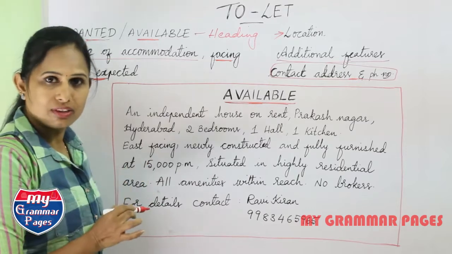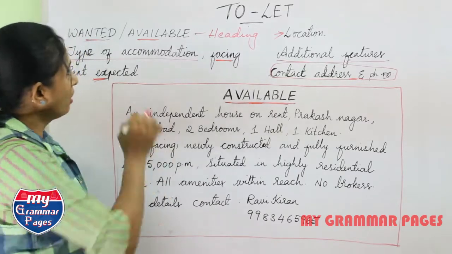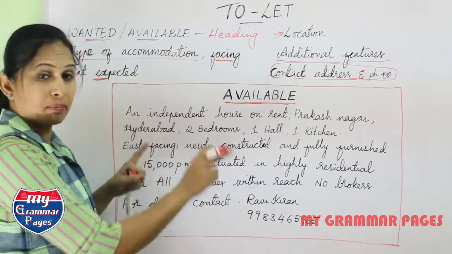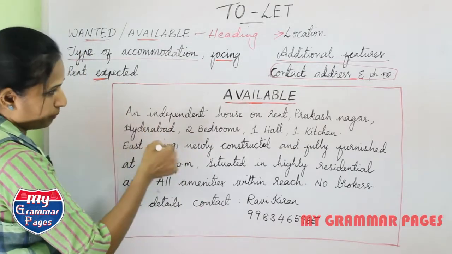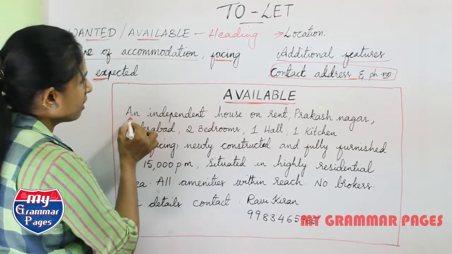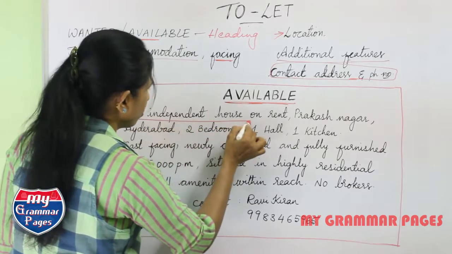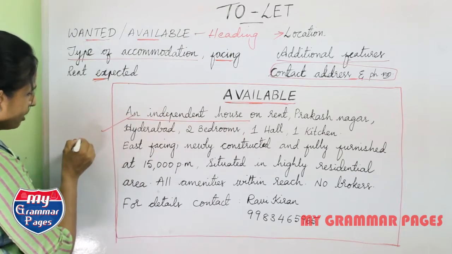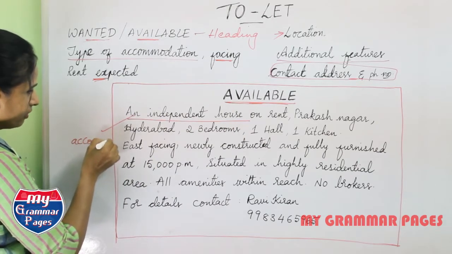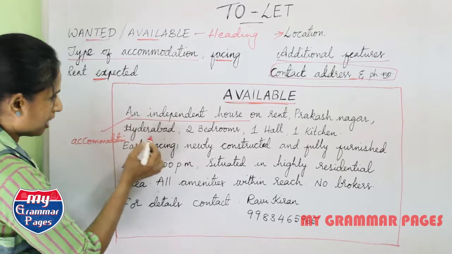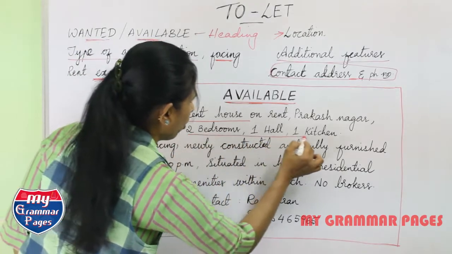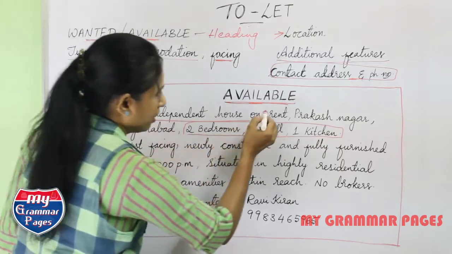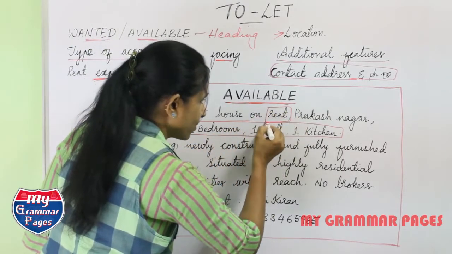This is very simple to write. What you have to do is remember all these features, put all the features in an order and prepare a classified. Now coming to the ad which is given here, an independent house on rent. We are talking about the type of accommodation here. This becomes the accommodation. And we have taken even, see here, 2 bedrooms, 1 hall, 1 kitchen. These also come under the features of accommodation, and we have clearly mentioned it for rent.